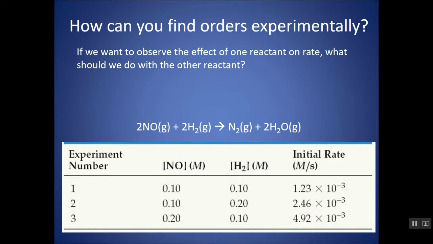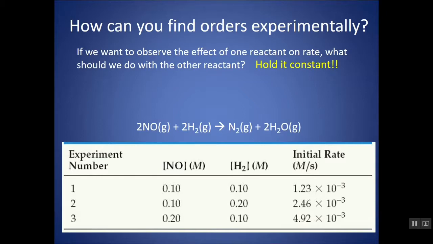So how can we find these orders, these exponents, experimentally? So let's think about it. If we want to observe the effect of one reactant and only one reactant on rate, what should we do with the other reactant? Well, we should hold it constant. We want to hold everything else constant to observe just the effect of one thing on rate.